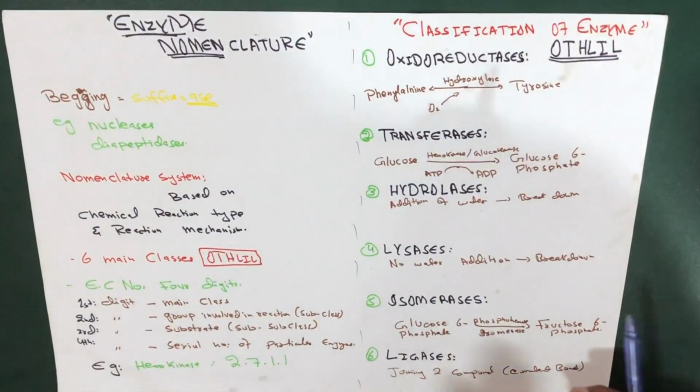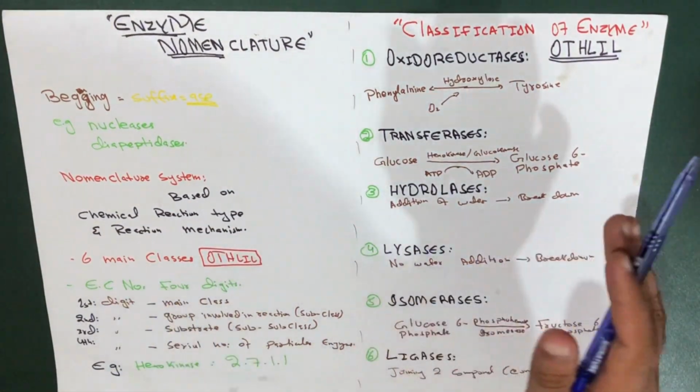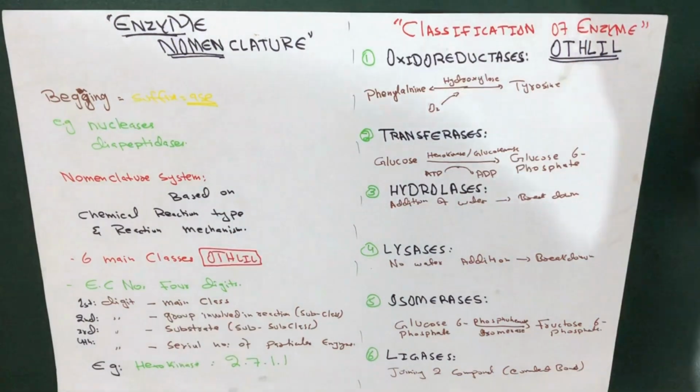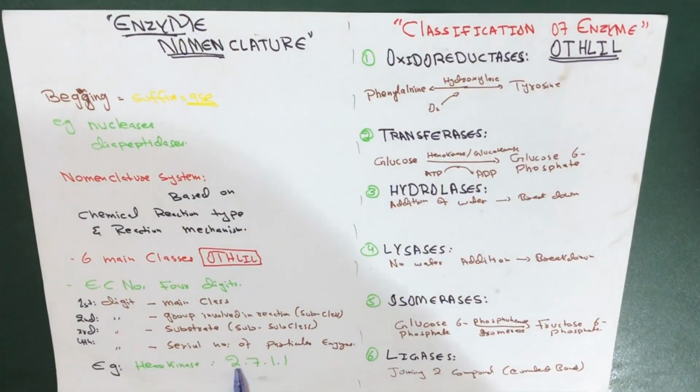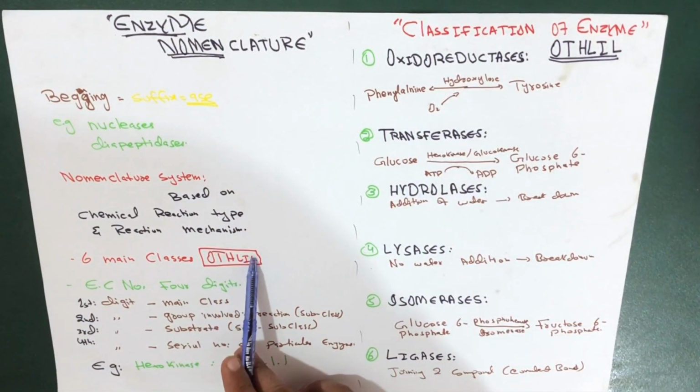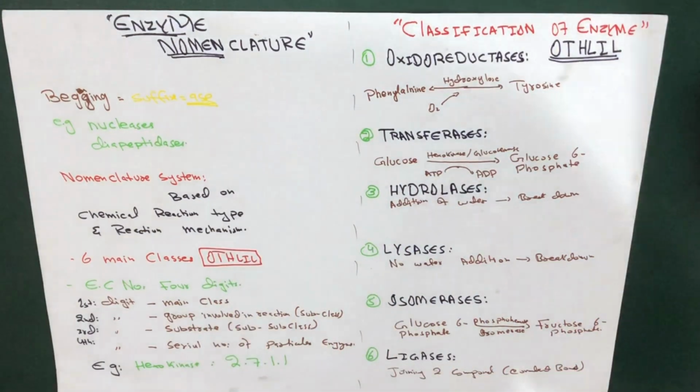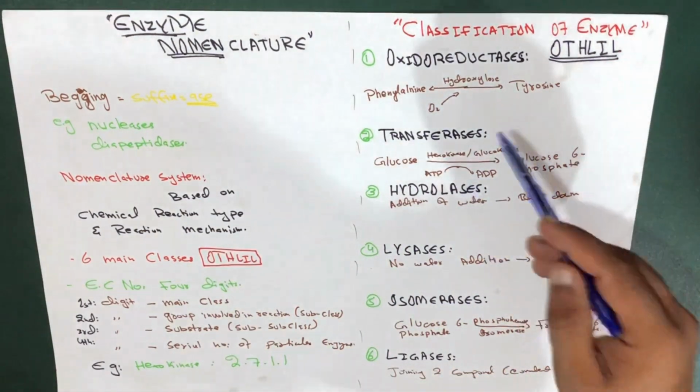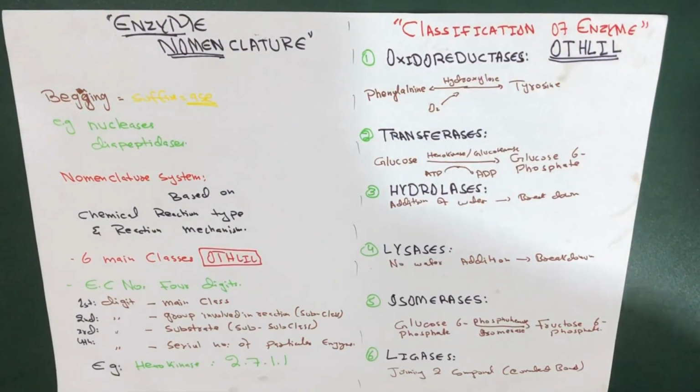You don't want to mess up the EC number, because if it is 2, it's always transferase. If you move that to another one, it's going to put everything out of the system. So you have got to follow this rule.